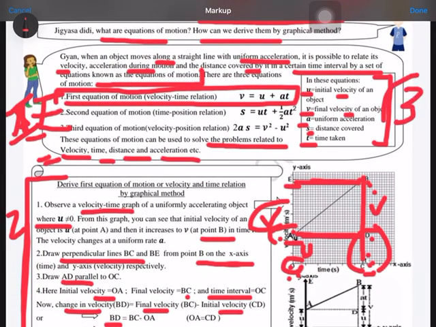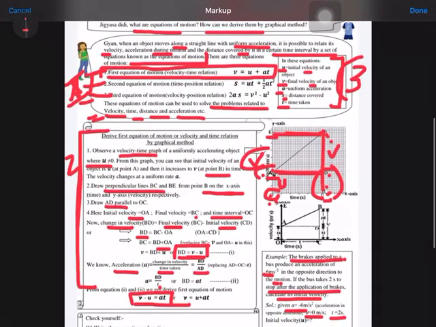So it's a simple worksheet, but you have to practice this graphical representation. This is very important.